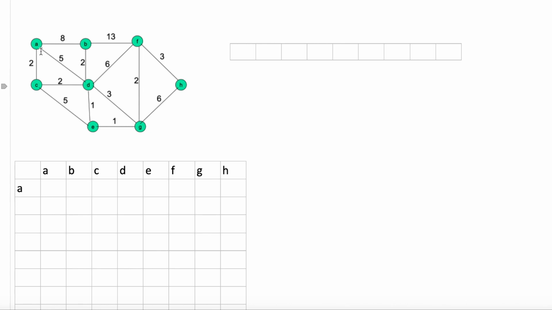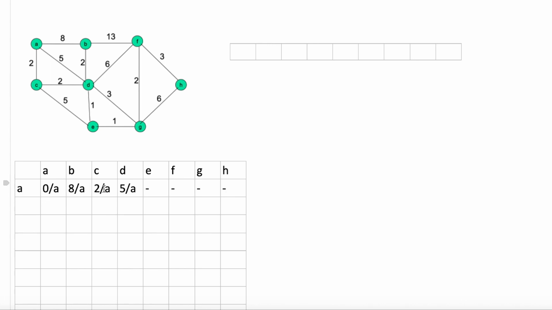So what are the distances to C via A? It's 2. So I will write 2 slash A, since I'm going via A. What is the distance to B? It's 8 and I'm going via A. What is the distance to A? It's 0 and I'm going via A. What is the distance to D? It's 5 and I'm going via A. So 5 slash A. And what is the distance to E? As of now A doesn't know about E, so we put it as infinite. And similarly for F, G and H we put infinite.